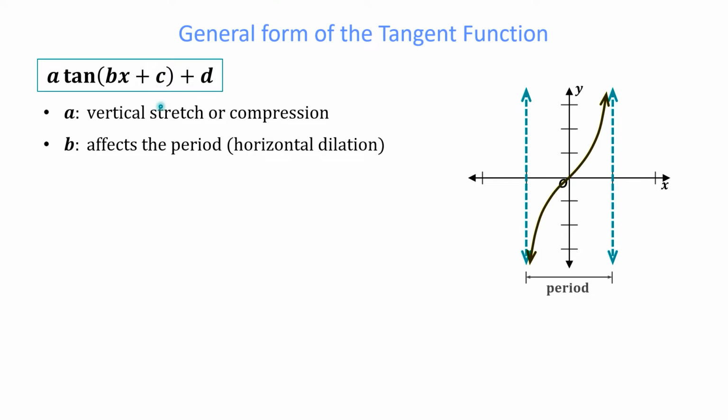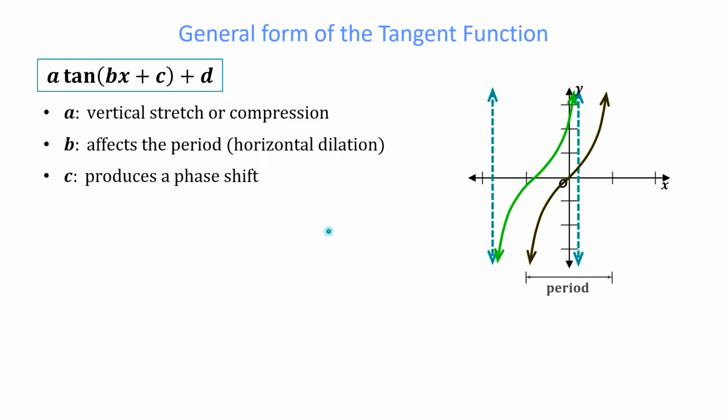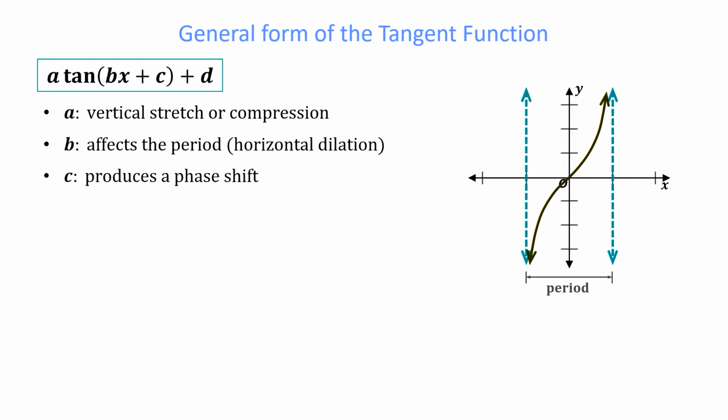Now the value of C produces a phase shift. This is a horizontal translation. So if we look at this graph in pink, you can see what the effect C has on the graph. So it moves to the right, or it could move to the left, depending on the sign of C. And the value of D produces a vertical shift or a vertical translation. So again, if we look at this graph in pink, we can see a vertical translation taking place, moving up or down, again, depending on the sign of D.